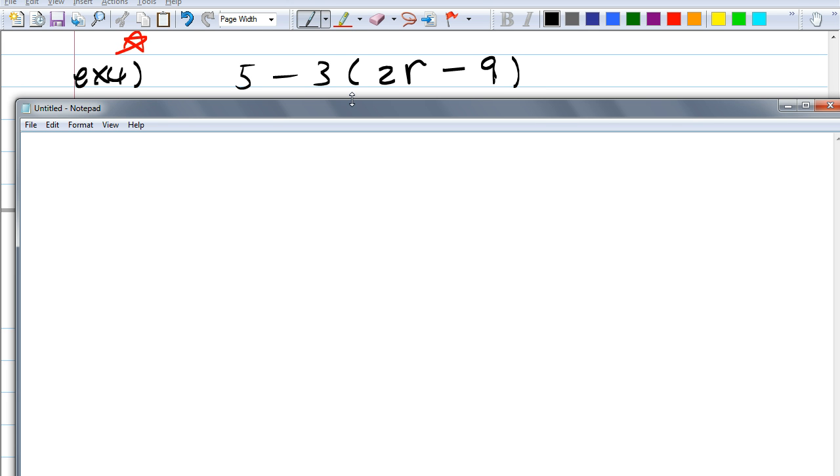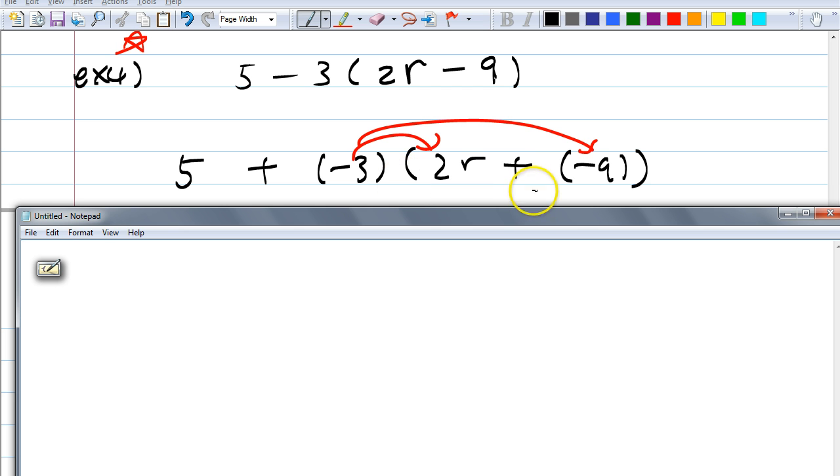So you have to change all the subtraction signs into addition. Can you help me how to do that? What would 5 minus 3 be, Joseph, if I change it to addition? Yeah, 5 plus. So you see how that's a subtraction symbol? What about 2r minus 9? What would that be? Exactly. Do you see why there are 2 subtraction signs there, Joseph? Any question? Clear? Okay.